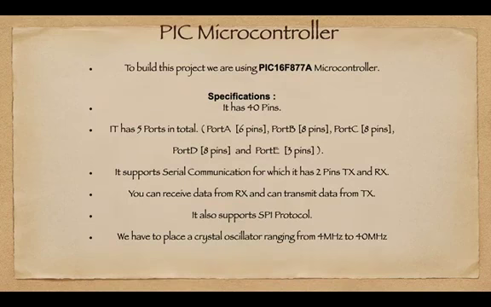So now let us have a look at the PIC microcontroller. To build this project using the PIC 16F877A microcontroller, the microcontroller has the following specifications. It has 40 pins. It has 5 ports in total: Port A, which has 6 pins, Port B, which has 8 pins, Port C, which has 8 pins, Port D, which has 8 pins, and Port E, which has 3 pins.